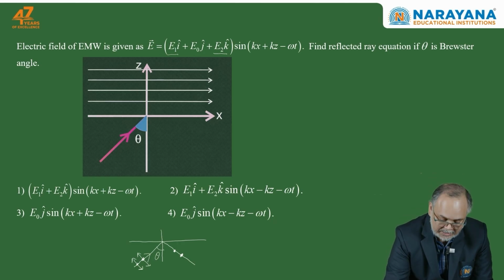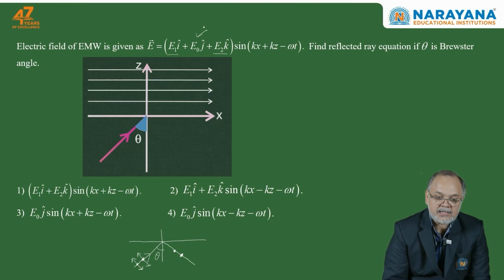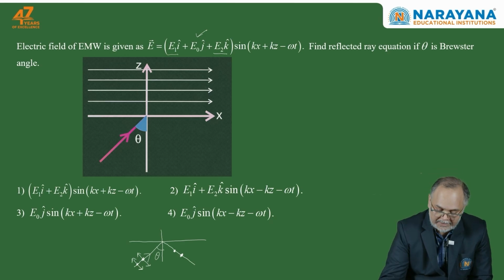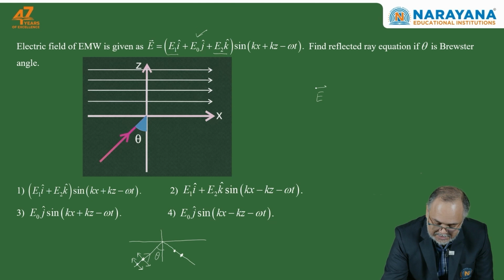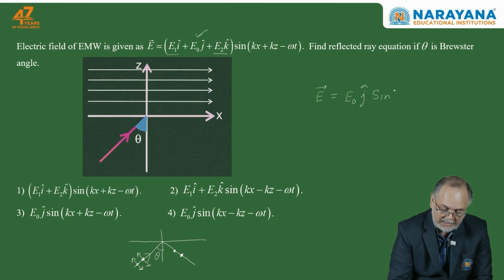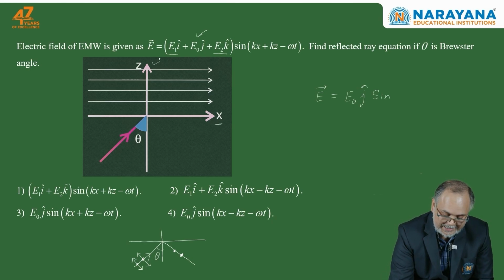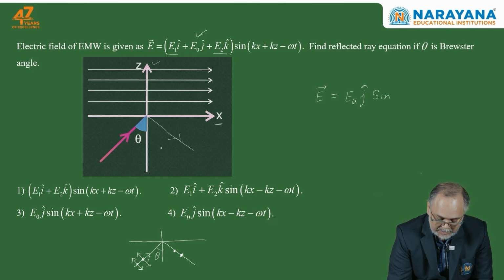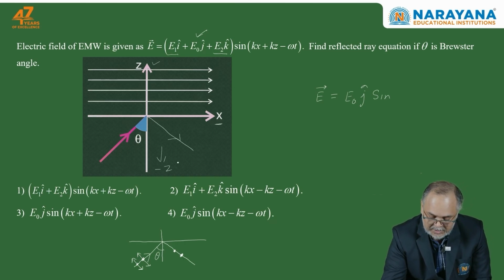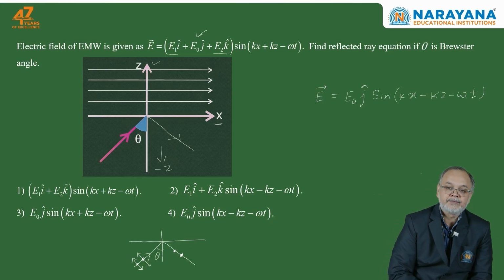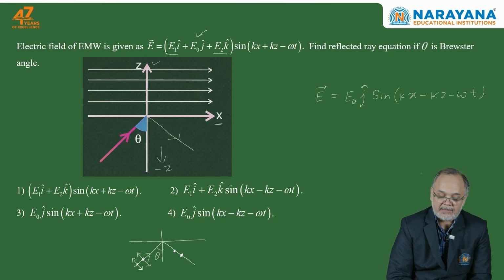So what will reflect here? That is E naught j cap. This component will reflect. So we can write the reflected wave equation, that is E is equal to E naught j cap into sine. Now you can see clearly here, this is the x-axis and this is the z-axis. So if the ray is going in this direction, this side will be the negative z-axis. So I can write it will be sine of kx minus kz minus omega t. So this is the answer for the given problem, and option 4 is the correct answer.